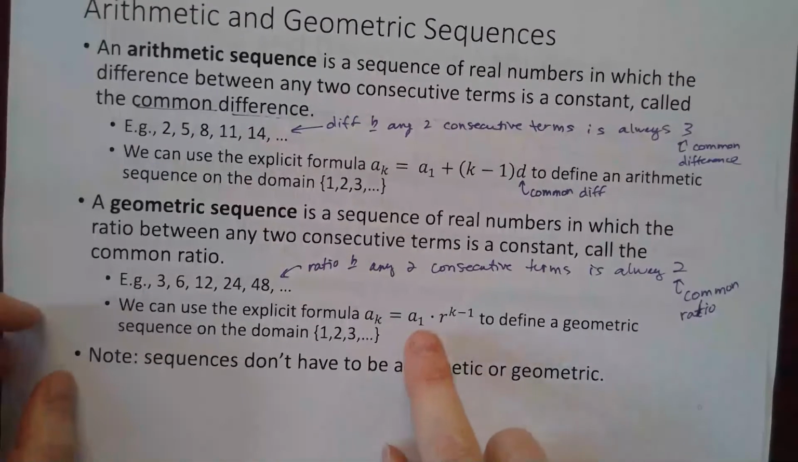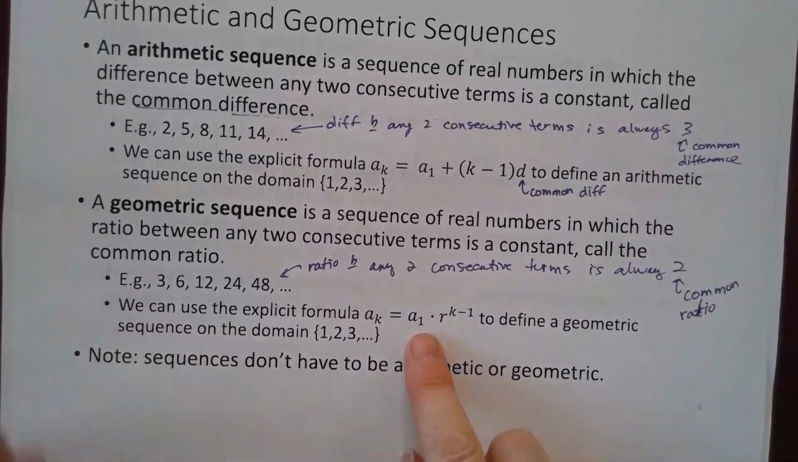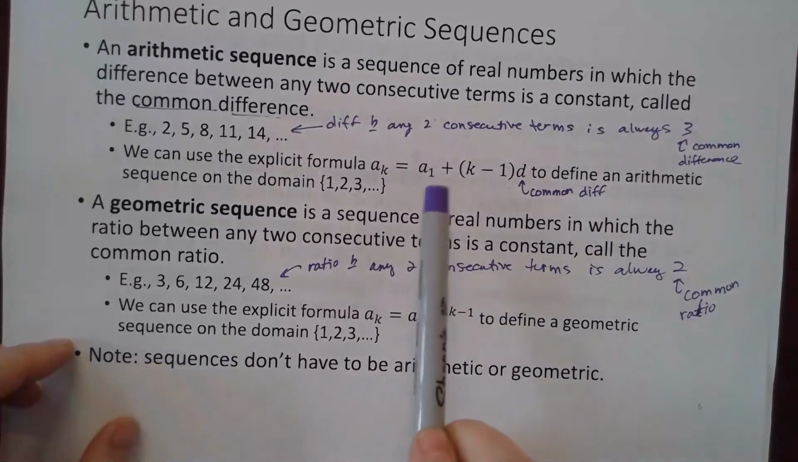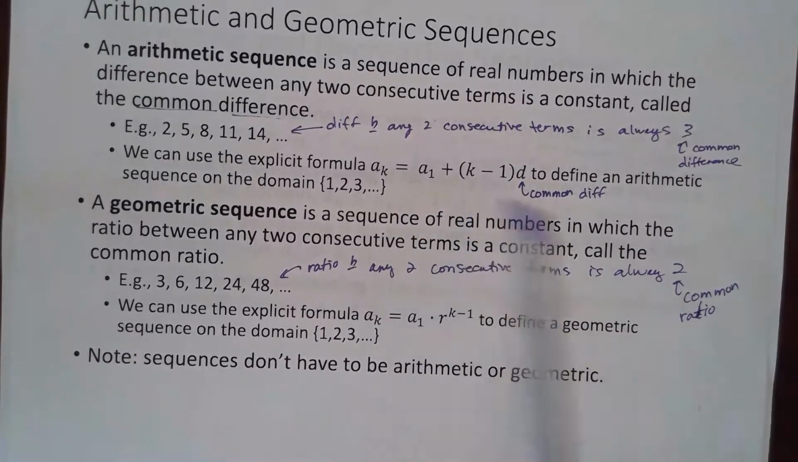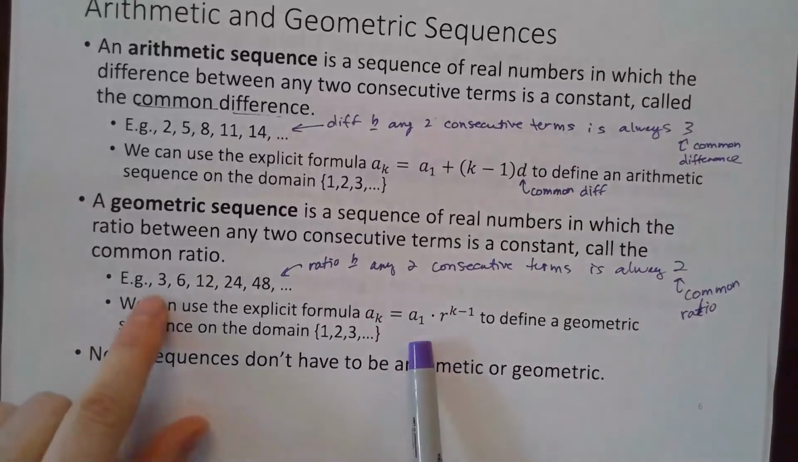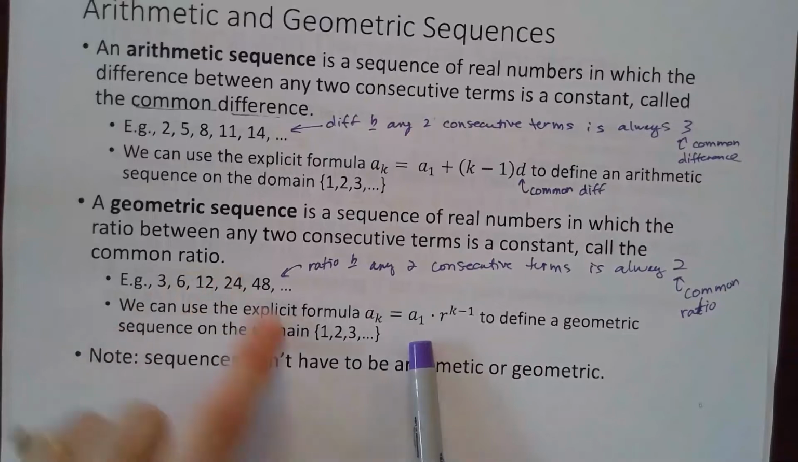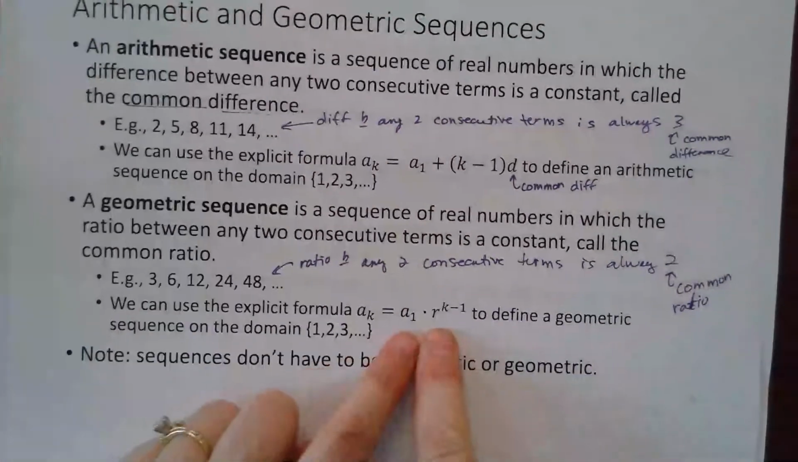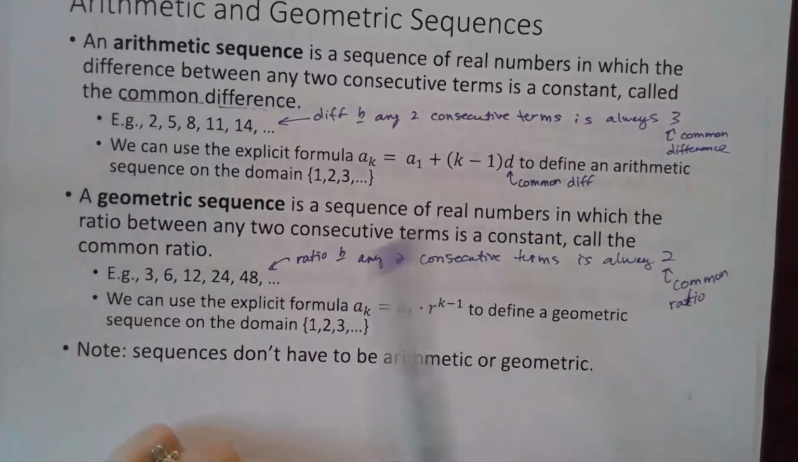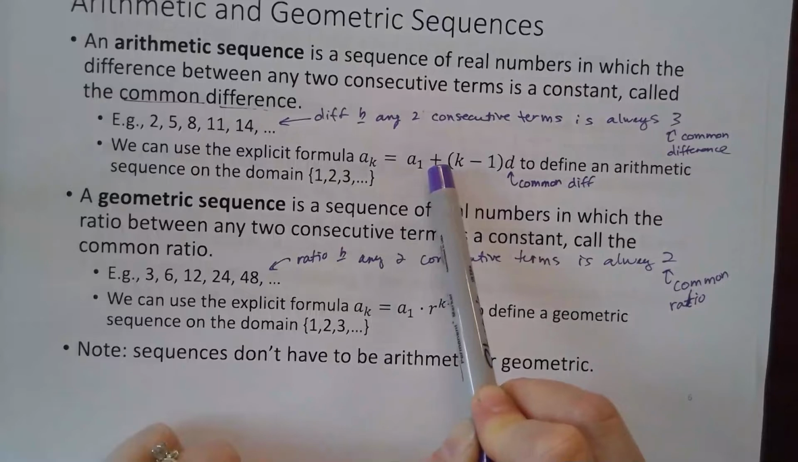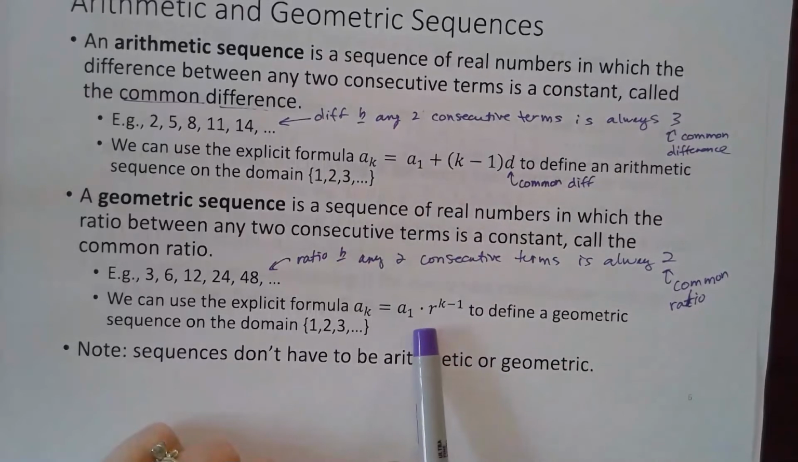And so the formula that we could use to find a specific term in a sequence is very similar. Notice here we started with the first one and we had to add on a certain number of common differences to get to the kth term. Here, because we're multiplying every time, we have to multiply by 2, multiply by 2, multiply by 2. So we start with the first term and multiply by the common ratio k minus 1 times to get up to term k. The only difference: in one you're adding a common difference k minus 1 times, and here you're multiplying by a common ratio k minus 1 times.